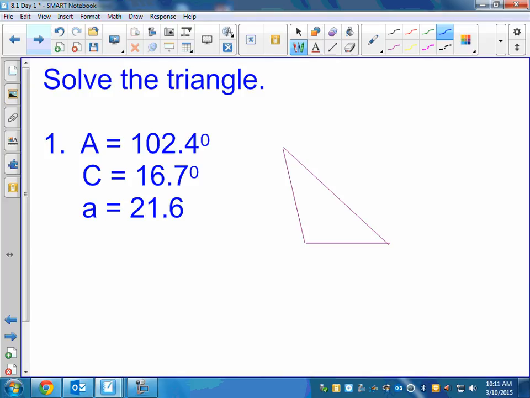I drew a lovely triangle here. It doesn't matter how you draw the triangle. It doesn't have to look right as long as you label it correctly. On this one, I'm going to call this A because that's my biggest angle. I'm going to call this B, and this C. They tell me that little a, the side across from A, is 21.6. They tell me that angle A is 102.4, and that angle C is 16.7 degrees. So notice what they've given us is angle, angle, side.